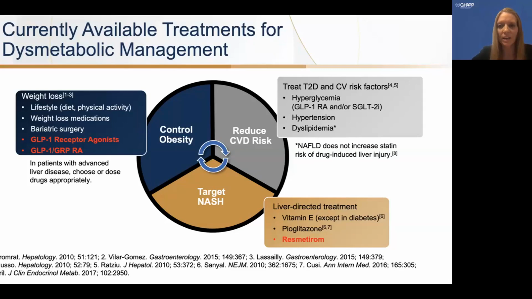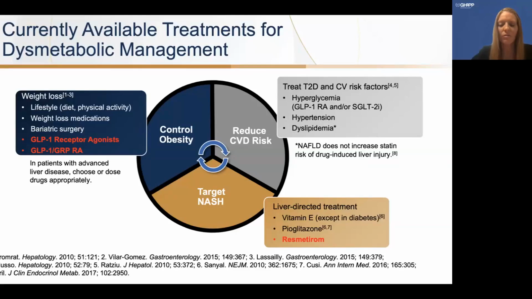So we want to treat type 2 diabetes and cardiovascular risk factors. So we want to address hyperglycemia. Again, GLP-1s and/or SGLT2s may be something we will use here. Hypertension and dyslipidemia need to be addressed as well. It's important to keep in mind that NAFLD does not increase the risk of drug-induced statin liver injury. So we can continue to prescribe statins for our patients, and we'll discuss that in greater detail later on.